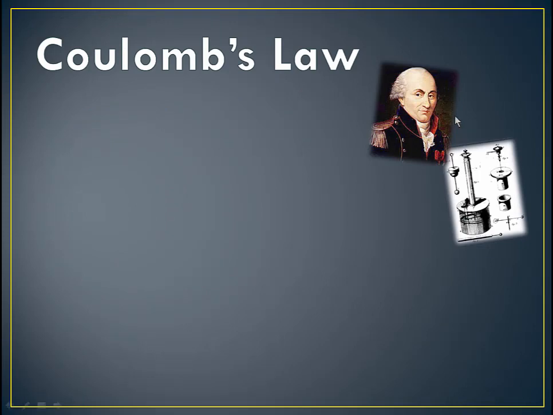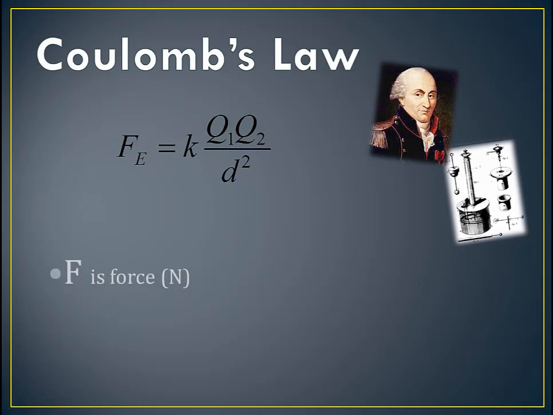Coulomb's law is named after Charles Coulomb, who in the late 1700s did a brilliant experiment to measure electrostatic forces using a special balance called the torsional balance here. And this is what he came up with, that the force of any 2 electrical charges is equal to the amount of charge present on each object, Q1, Q2, divided by the distance squared. And then to make this into an equation, there's a constant of proportionality called the Coulomb's constant.